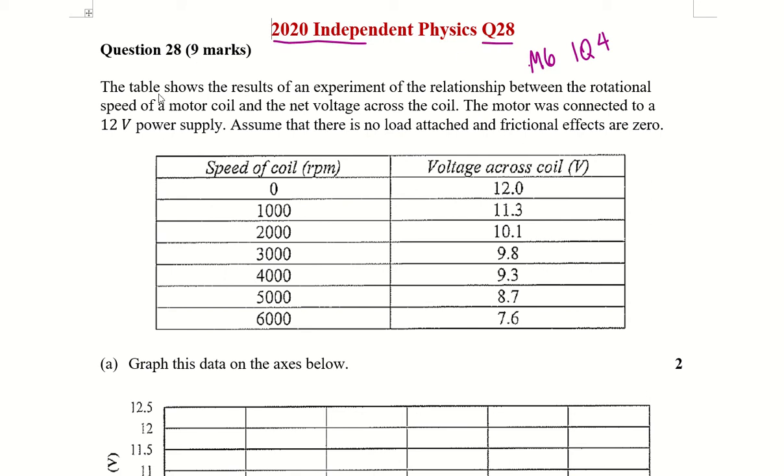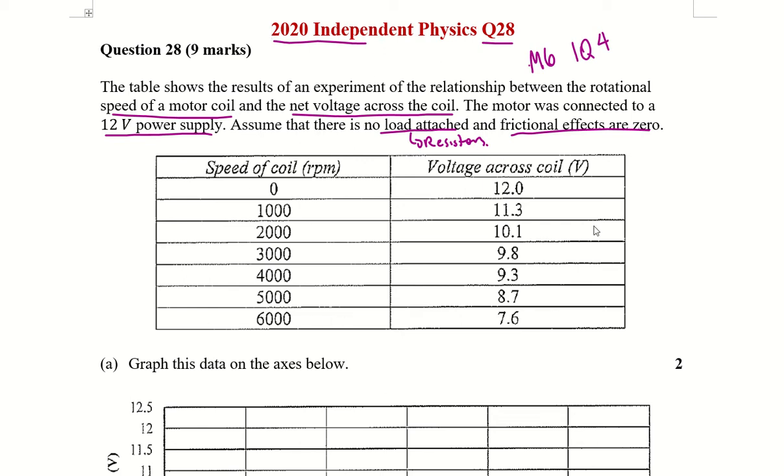Worth 9 marks. So we have a table that shows the results of an experiment on the relationship between a rotating motor, its particular speed, and the net voltage across the coil. The motor was connected to a 12V power supply. Assume there was no load attached, and friction effect was effectively 0. So no load means no resistors on the actual circuit.